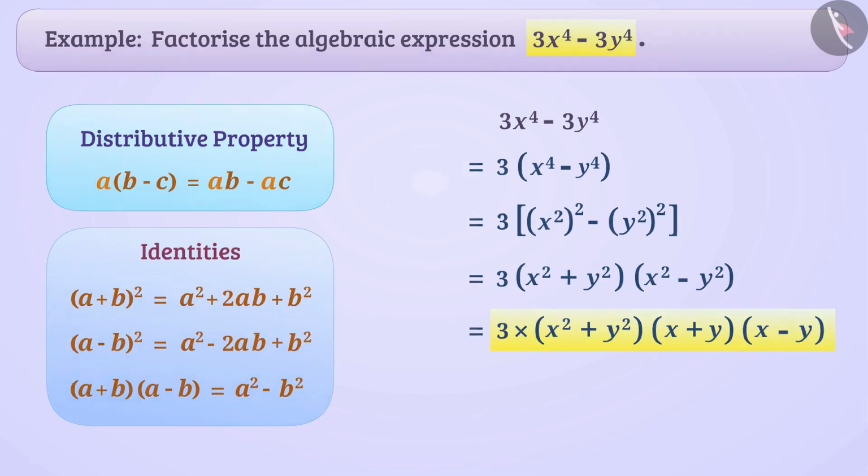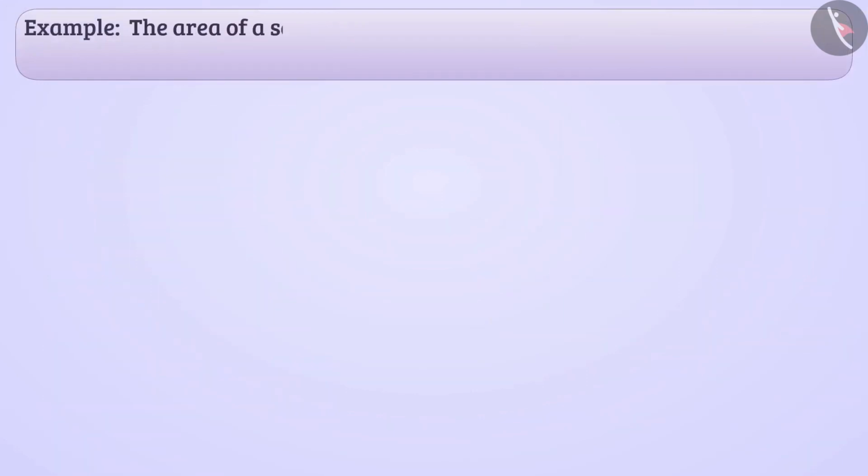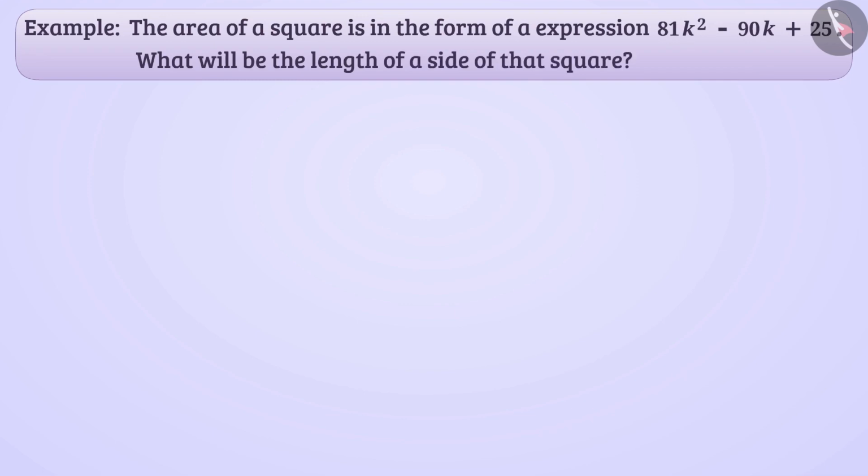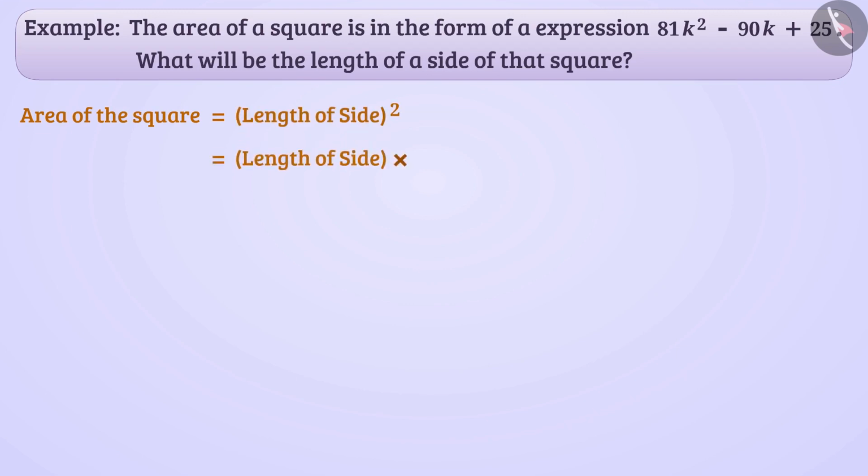Next example. The area of a square is in the form of the expression 81k square minus 90k plus 25. What will be the length of a side of that square? We know that the area of a square is the square of the length of the side. We can write it as length of the side multiplied by length of the side.